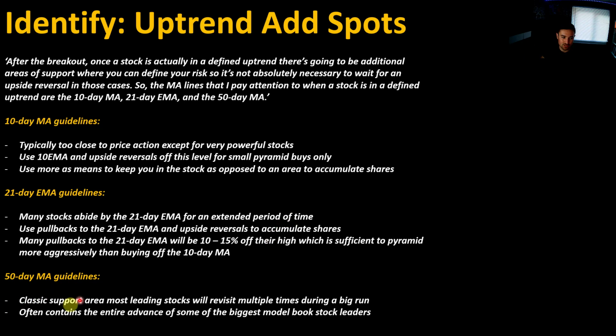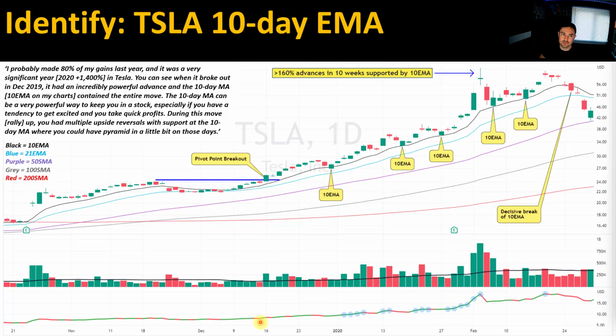50-day moving average guidelines. Classic support area most leading stocks will revisit multiple times during a big run. Often contains the entire advance of some of the biggest model stock leaders. Let's start going through some examples of the 10-day, the 21-day, and the 50-day. Say you start getting some reps and sets in.